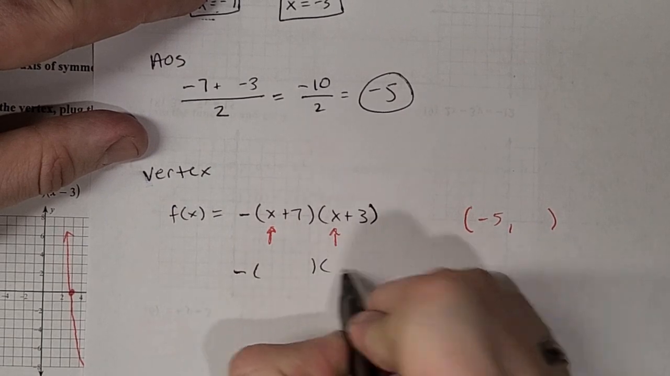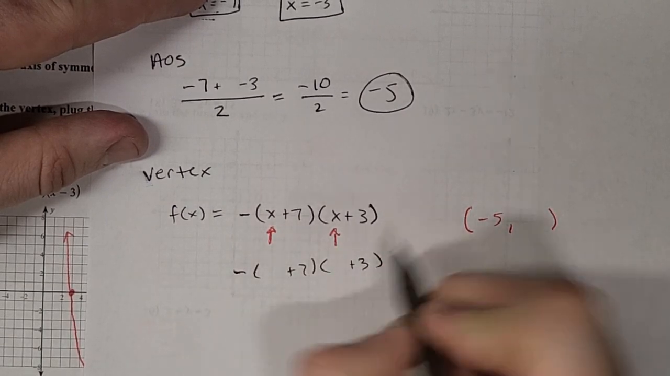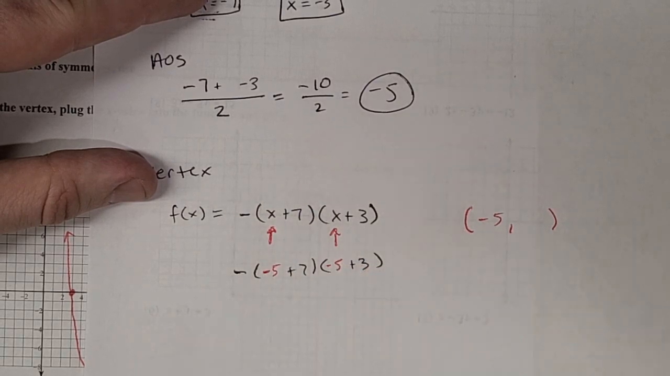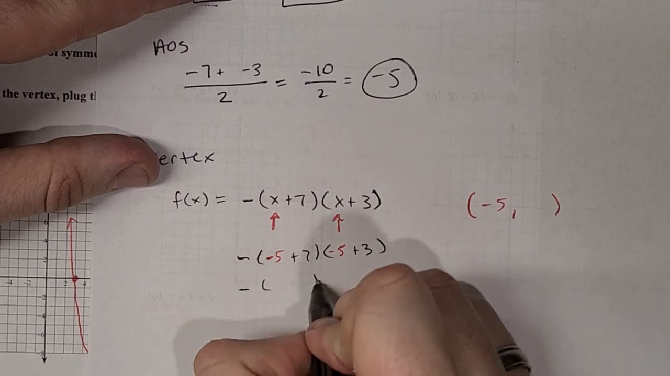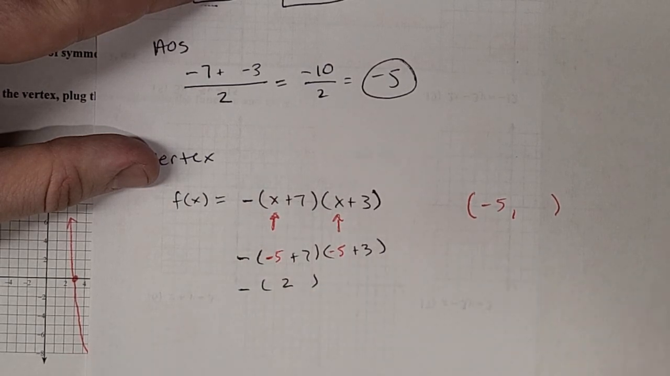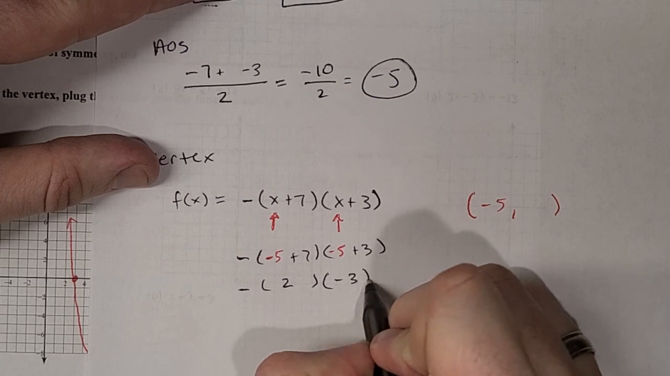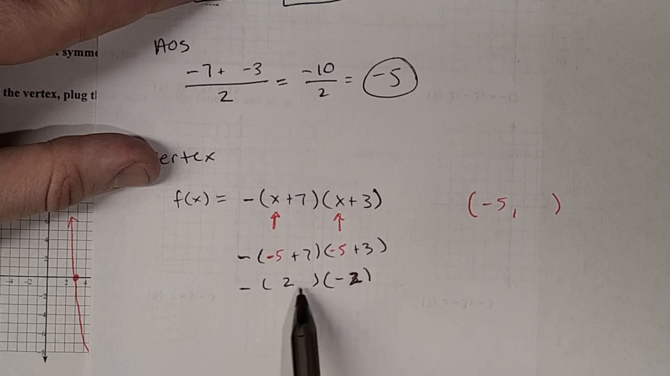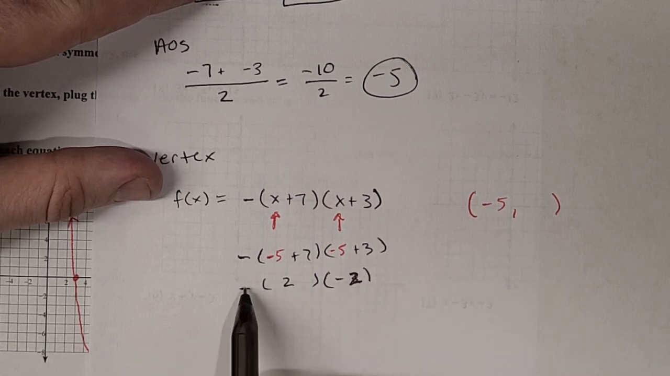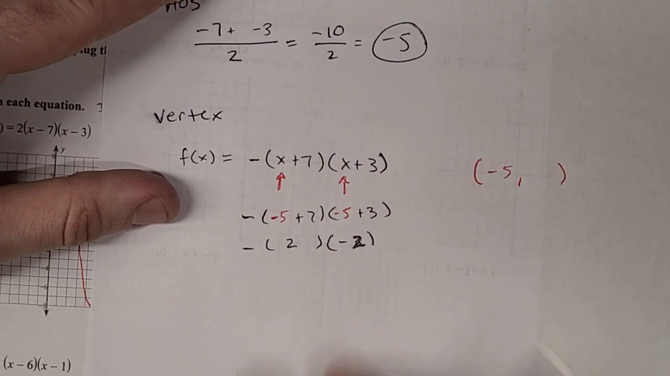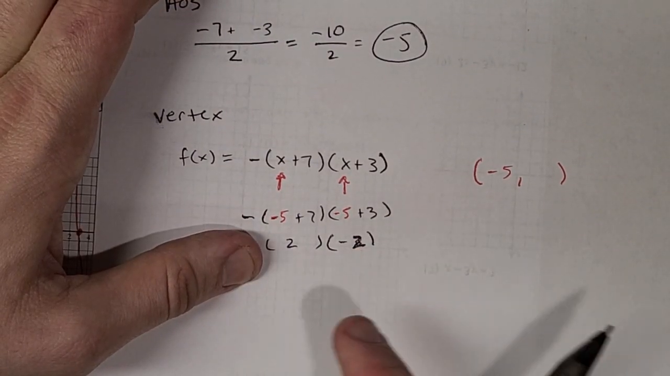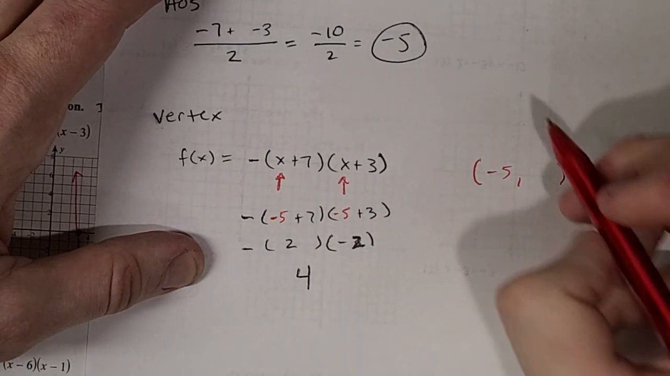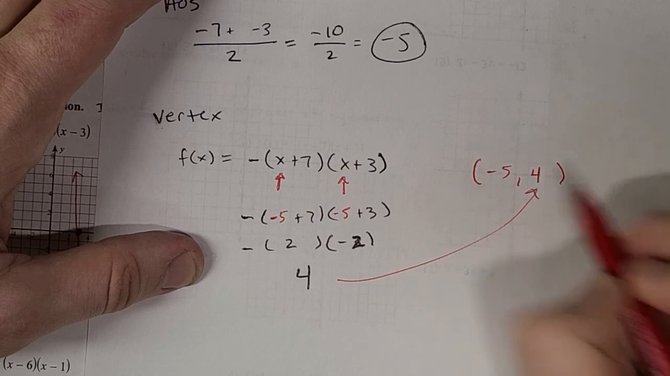So negative, and then instead of my x's, I'm going to write negative 5, and then we're going to see what we come up with. Negative 5 plus 7 is positive 2. Negative 5 plus 3 is negative 2. Again, notice how these are the same, but one's positive, one's negative, and then I have a negative in front. Let's do this really quick. 2 times negative 2 is negative 4. Then you multiply that by a negative, and you get positive 4. That's the y portion.